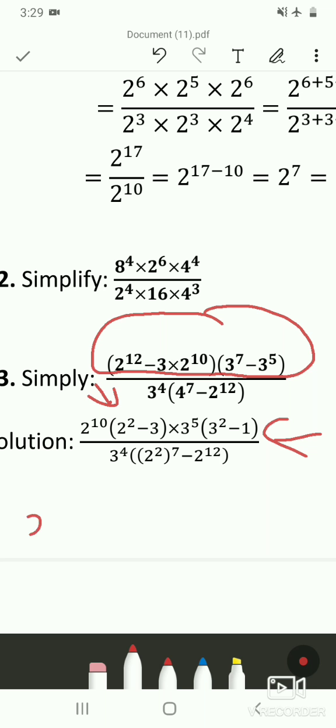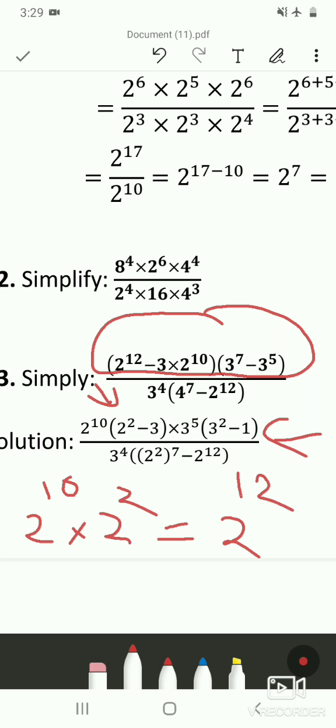This is nothing but 2 raised to 10 into 2 raised to 2, which is in the form of a raised to m into a raised to n. So again it will be a raised to m plus n, that is 10 plus 2 is 12. So you are arriving at the same step here, 2 raised to 12, and again 3 into 2 raised to 10, which you will get over here when you multiply. This is how you have to take the common terms out.